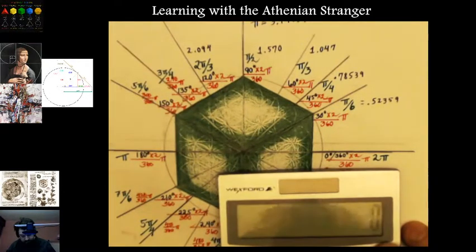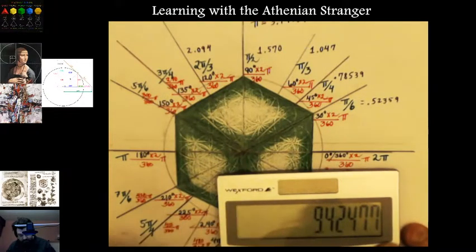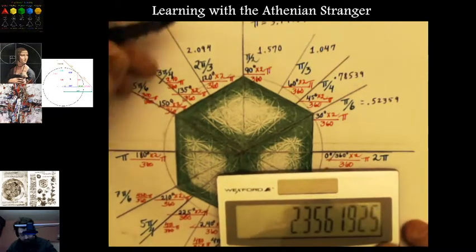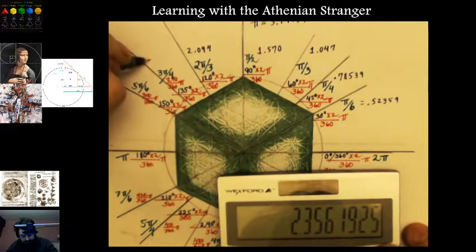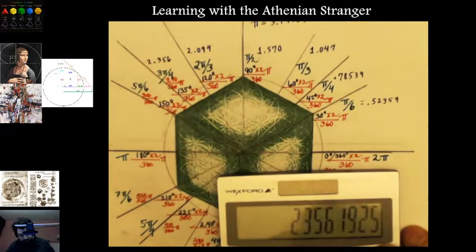3 pi over 4. 3 times 3.14159 equals 9.42477 divided by 4. 2.356. Let's continue on, speed it up.